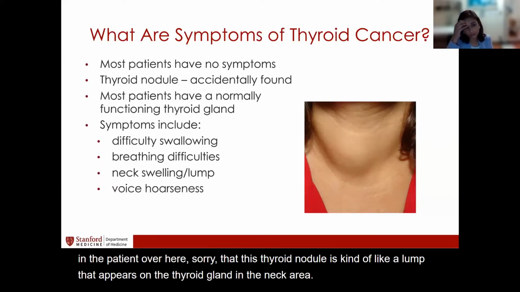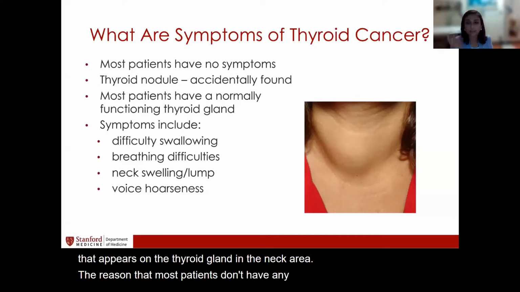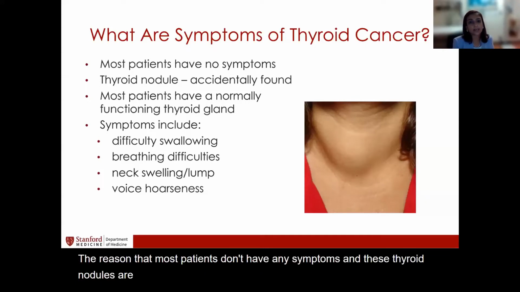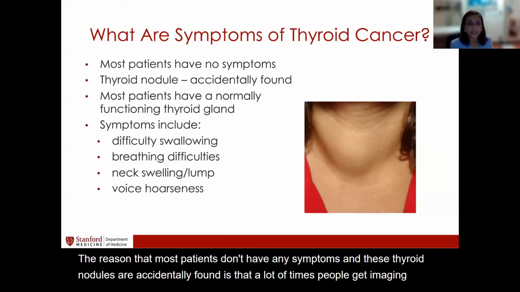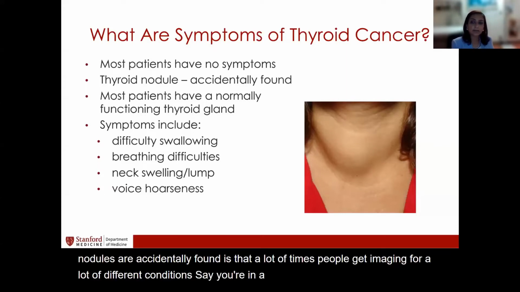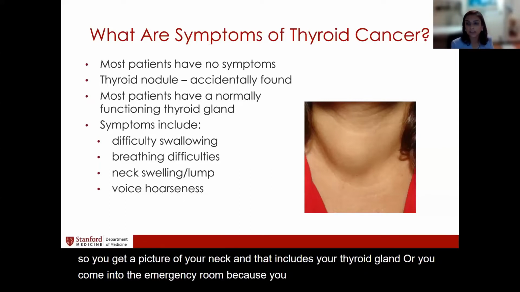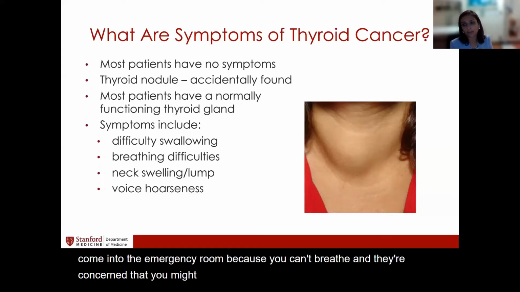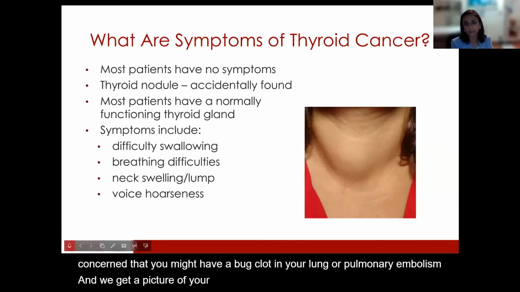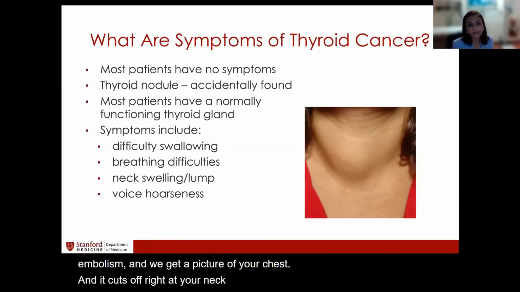The reason that most patients don't have any symptoms and these thyroid nodules are accidentally found is that a lot of times people get imaging for a lot of different conditions. Say you're in a car accident and you have whiplash, so you get a picture of your neck and that includes your thyroid gland. Or you come into the emergency room because you can't breathe and they're concerned that you might have a blood clot in your lung, a pulmonary embolism. And we get a picture of your chest and it cuts off right at your neck area. So a lot of times we find these thyroid nodules by accident.